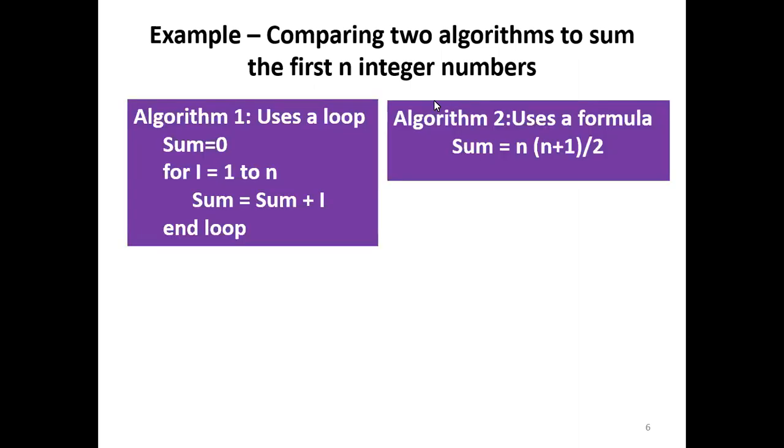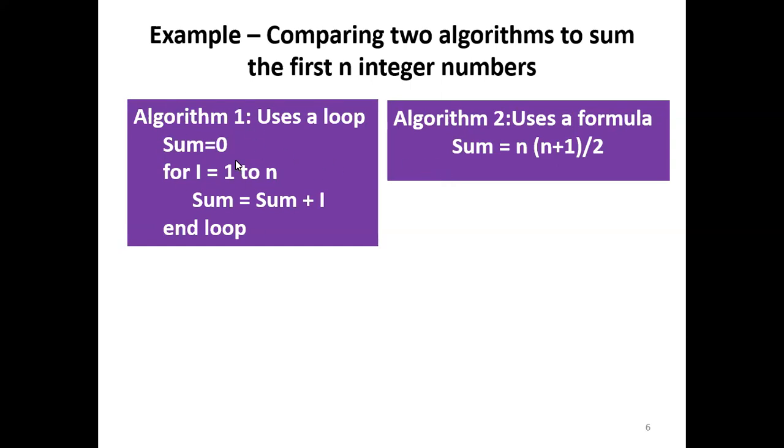Let's compare these two algorithms that sum n integer numbers. This is algorithm 1, and the second is algorithm 2. Both of them are performing the same task. The first one is using a loop to sum the numbers from 1 to n. And the second one is just using an equation to get the sum of the numbers from 1 to n. So the question here is, which of these two do you think is the most efficient?